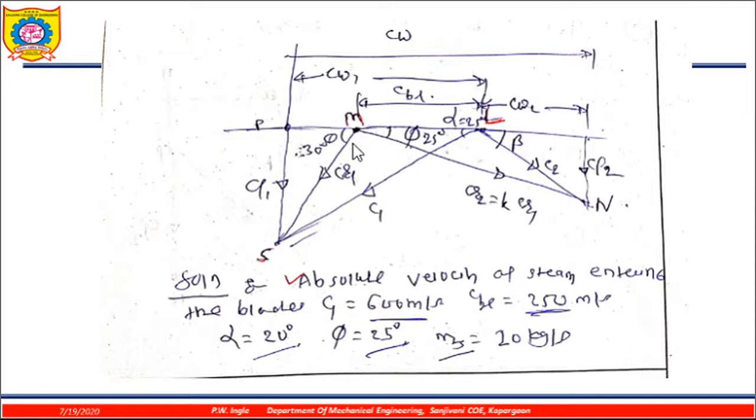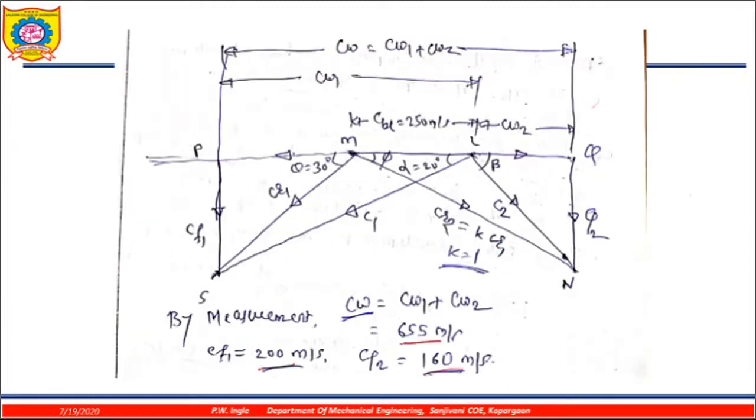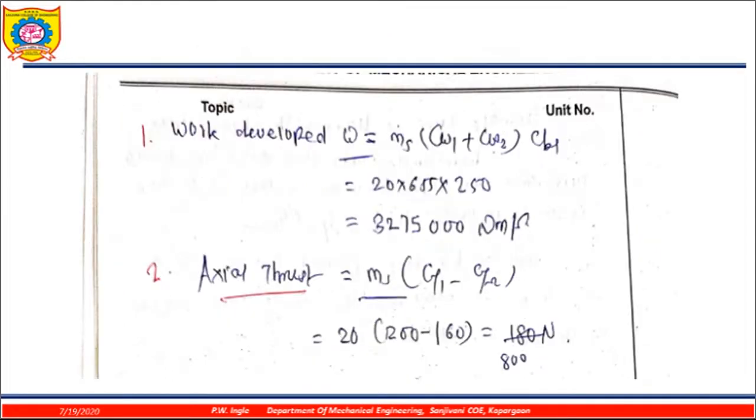Now CR2 equal to CR1, so draw this, correct. Then the phi angle is also given. So at an angle 25 you draw this MN equal to MS. Then join LN by vector C2, which represents the velocity of steam at outlet. This completes both the inlet and outlet velocity triangle.